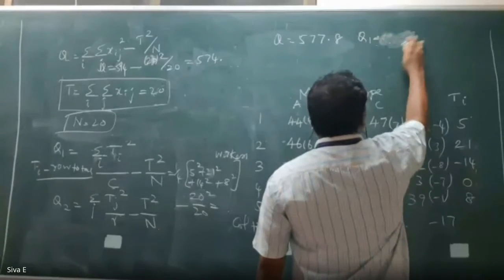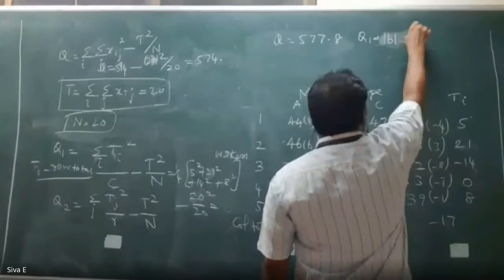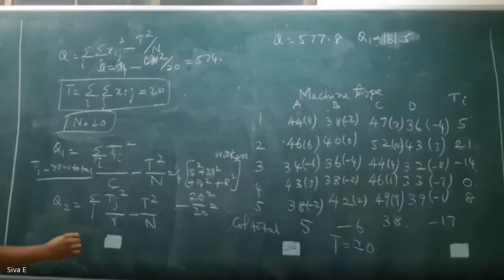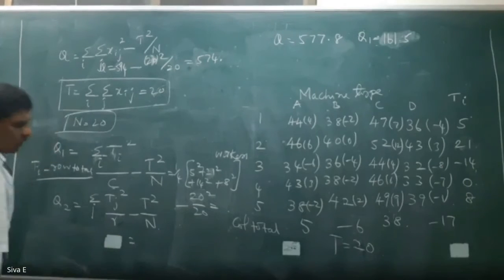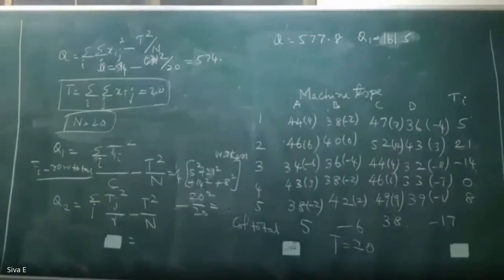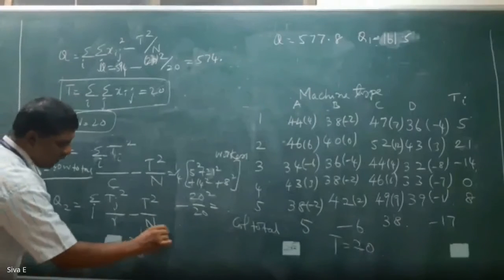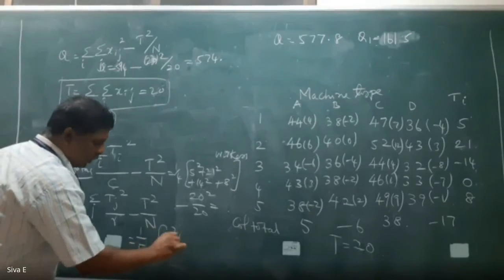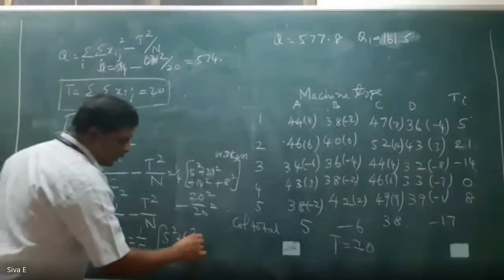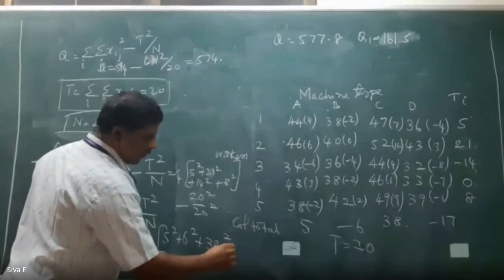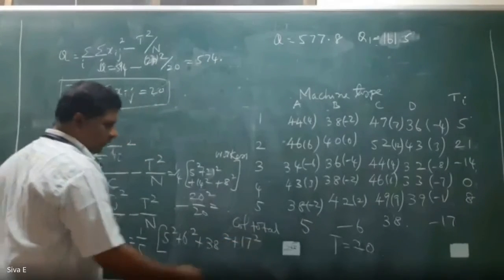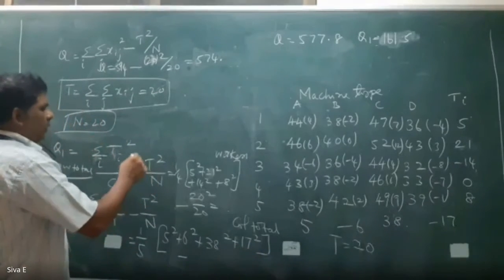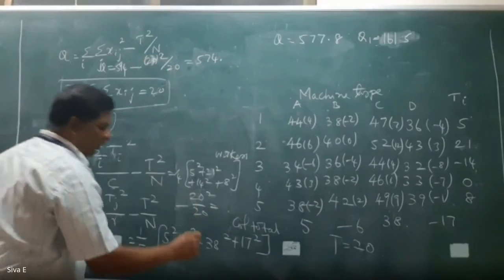Similarly Q2, to find Q2, Q2 is column total divided by number of rows. Number of rows are 5. Take it outside, number of rows. Column total 5 square plus 6 square plus 38 square plus 17 square minus this 20 square by 20.